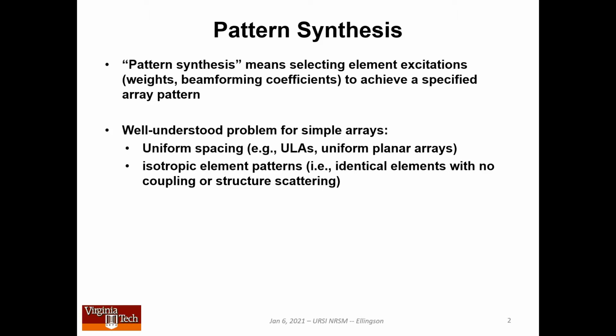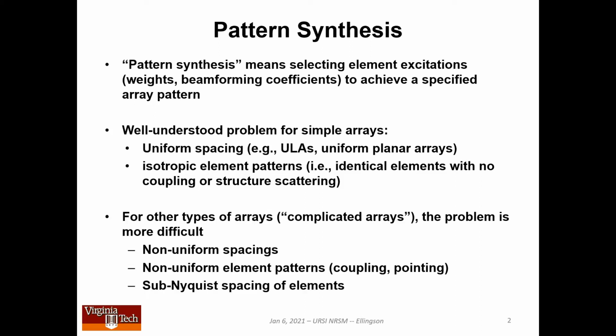By simple array, I mean something like a uniform linear array, abbreviated here as ULA, having isotropic element patterns. Generally, the answer given in textbooks is some form of Fourier analysis, or perhaps something like the Dolph-Chebyshev or Taylor techniques. On the other hand, you might have an array with non-uniform spacings or non-uniform element patterns, perhaps due to strong and disorderly mutual coupling.